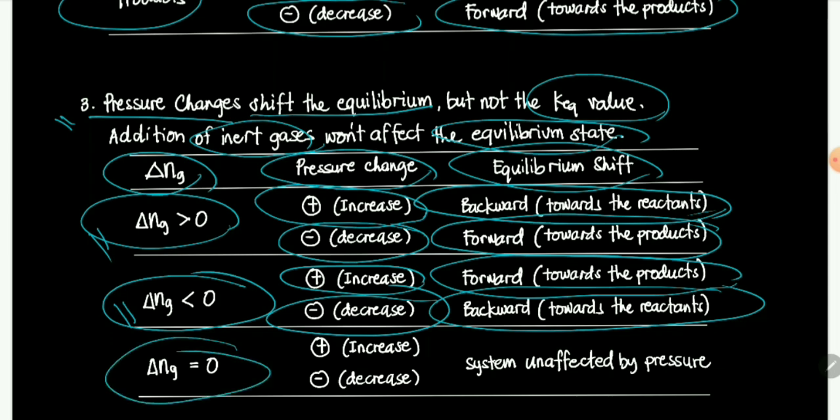Kapag walang delta Ng, ibig sabihin equal yung numbers of particles of gases doon sa products and reactants or walang gases na involved, okay? The increase or decrease in pressure won't affect the equilibrium or the system. Okay? So kahit itaas or ibaba yung pressure, since wala naman tayong delta Ng dun sa system, hindi niya maapektuhan yung system na yon or hindi niya mababago yung mga equilibrium pressures. Okay? So that's for some of the effects of some parameters sa ating equilibrium.